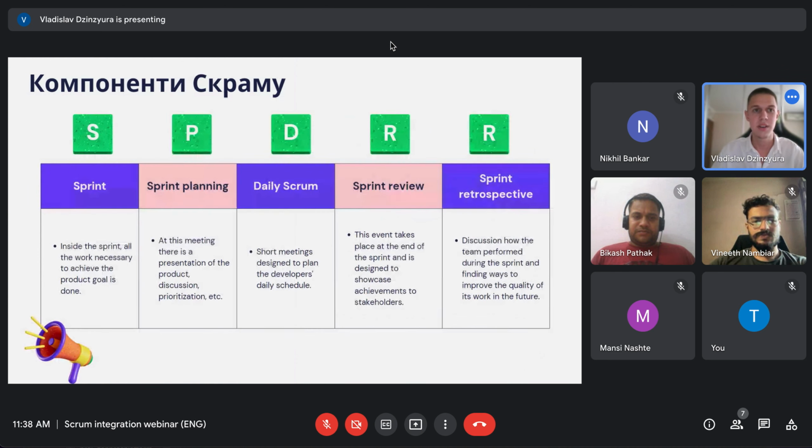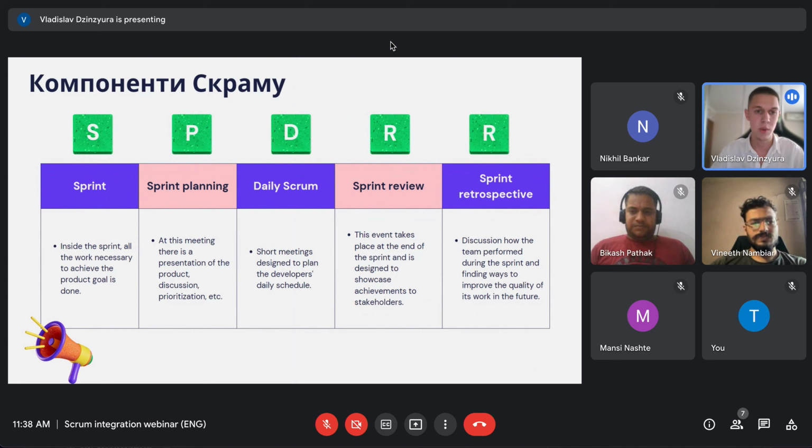So Scrum components consist of five main ones. So the sprint. Sprint is the most important. I guess it can be said as the heart of the Scrum. It's the meeting or it's the process where our ideas gain value. So inside the sprint, all the work necessary to achieve the product goal is done.